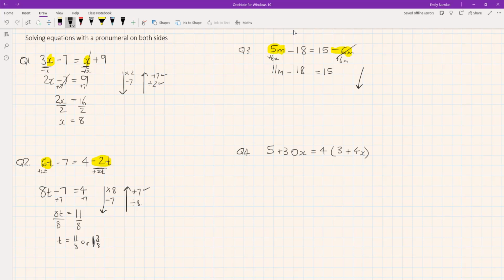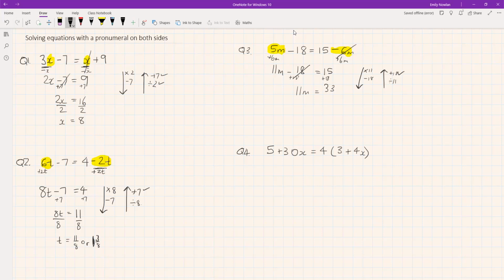What happened to the m? We got times by 11, and then we took away 18. So let's undo that. The last thing we did was take away 18. So we want to add 18 and then divide by 11. Let's go add 18, add 18. So minus 18 plus 18 goes. We're left with 11m on that side. And 15 plus 18 is 33.